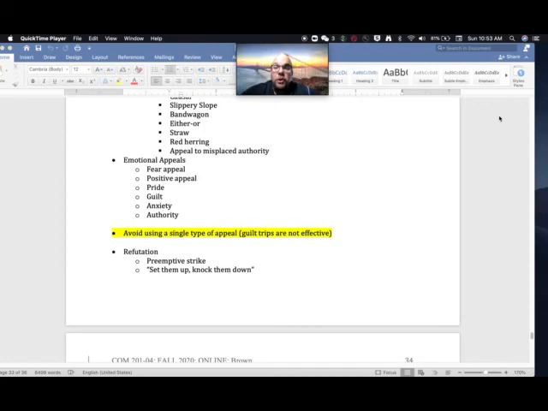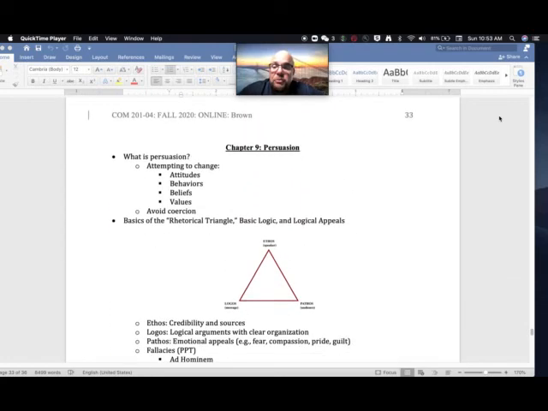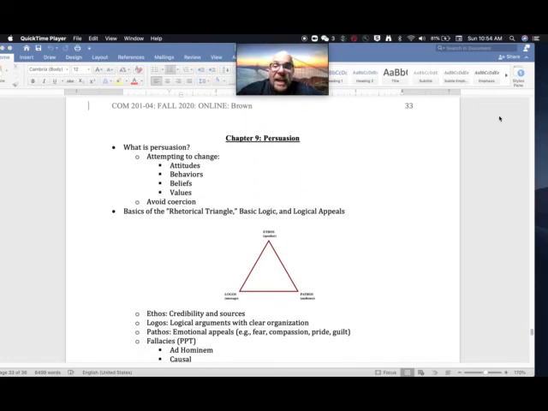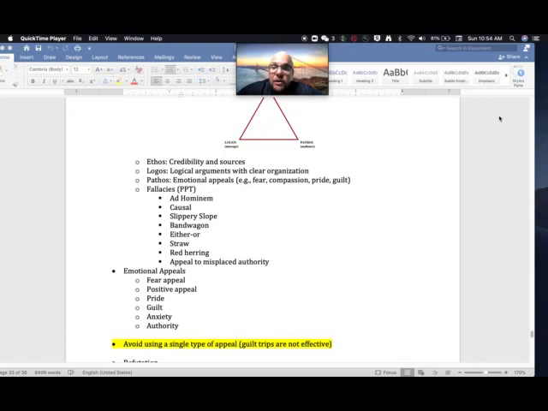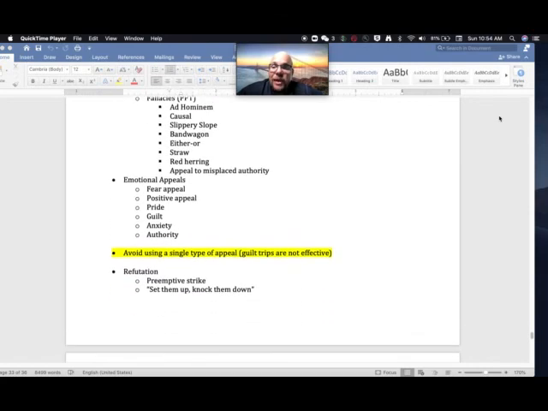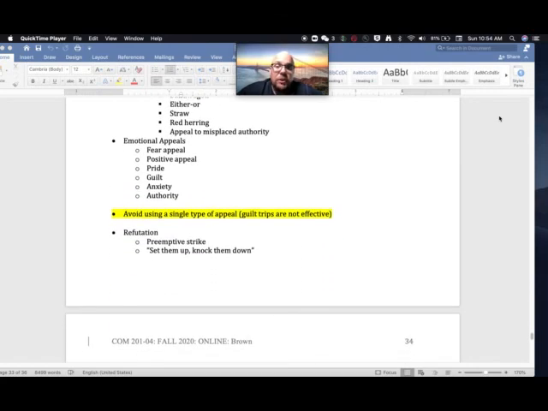So to review, we talked about persuasion briefly. It's trying to change attitudes, beliefs, values, or behaviors on some of those levels. We talked about ethos, logos, and pathos, as well as avoiding fallacies. Emotional appeals are good, just don't rely on a single style. And if there's something out there that's obvious that the audience will be thinking of, on the other side of your argument, address it, get rid of it, move it out of the way, and move on.